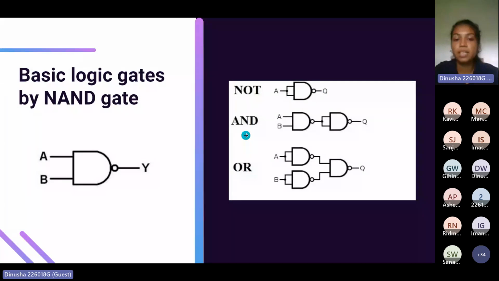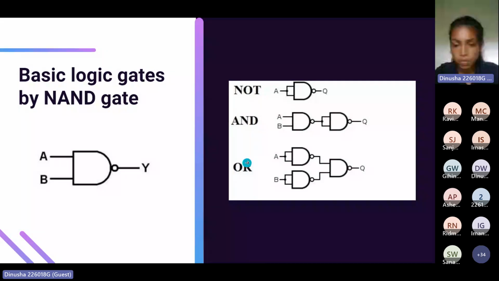We can make an AND gate using NAND gates like this. In here, we must connect the NOT gate, which we made using the NAND gate, to the output of the NAND gate. Earlier, Senali said that the NAND gate is the inverse of the AND gate. So when we connect the NAND gate to the NOT gate, it again makes the AND gate.